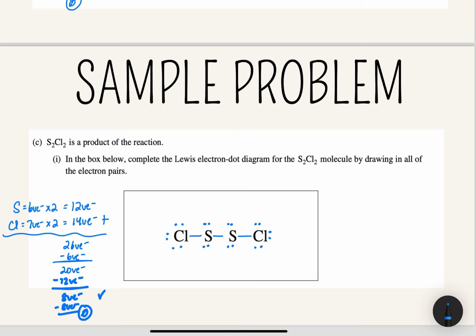I'm also mentally checking the formal charges. I know that this is the best structure for S2Cl2.